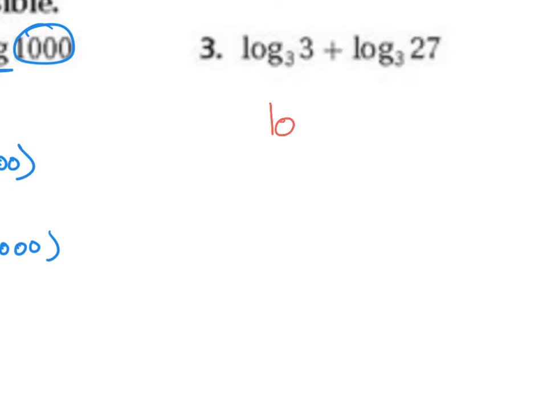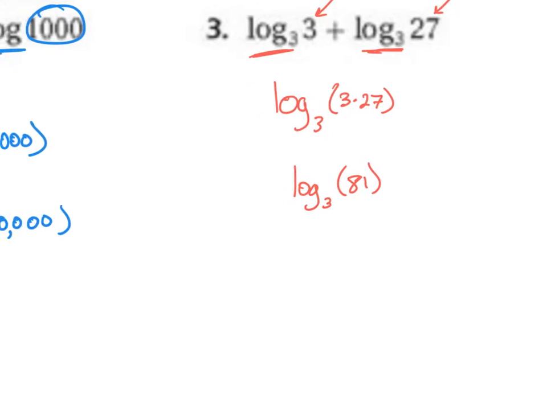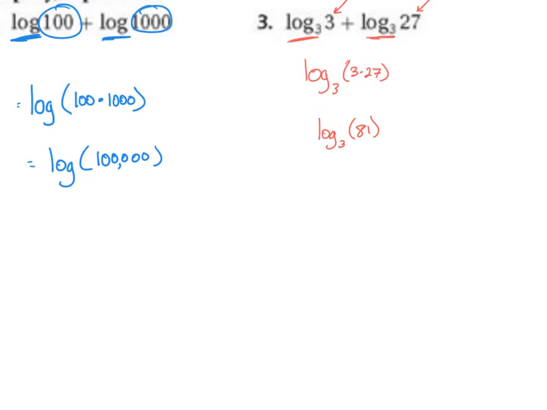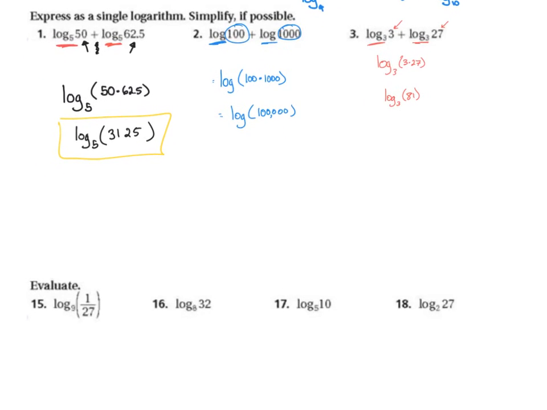Okay, let's see if we got it. Log base 3, because there's both log base 3. There's the numbers that are being attached. 3 times 27. So then we're going to go log base 3 of 81. I guess you don't really need the parentheses there, but I like parentheses. There. Okay. Hopefully you feel good about doing that property.